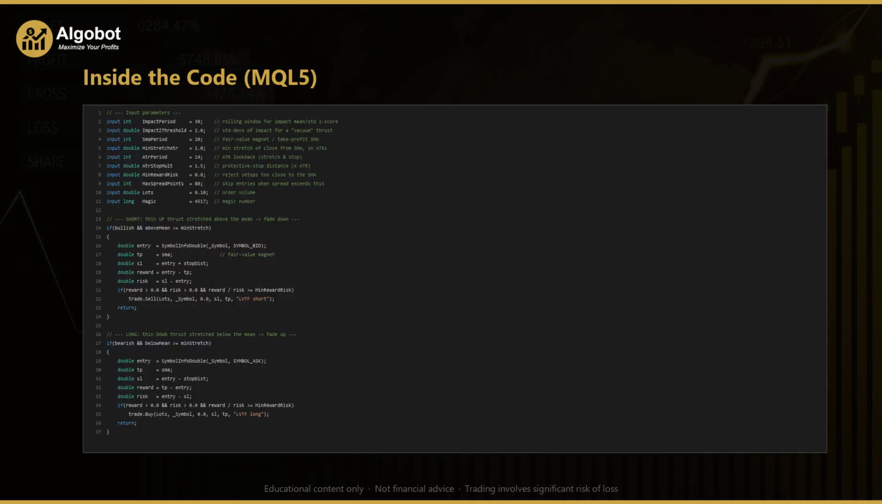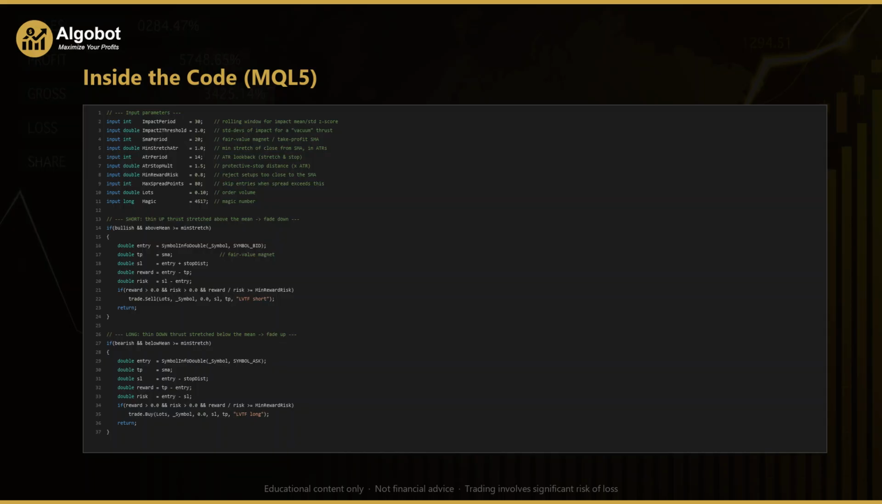Let's look at the actual MetaEditor code that runs this logic. At the top are the input parameters you can adjust in the strategy tester. ImpactPeriod sets the rolling window for the impact z-score, defaulting to 30. ImpactZThreshold is how many standard deviations of impact a bar needs to count as a vacuum thrust, defaulting to 2.